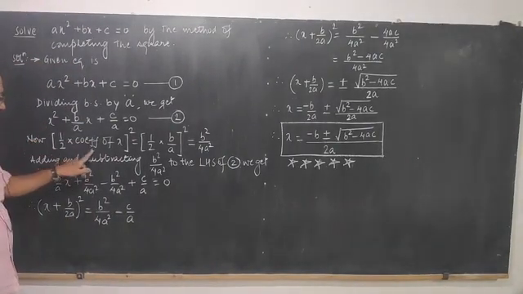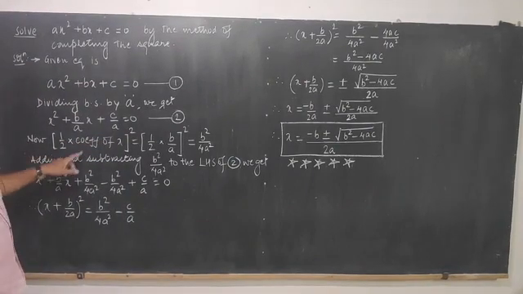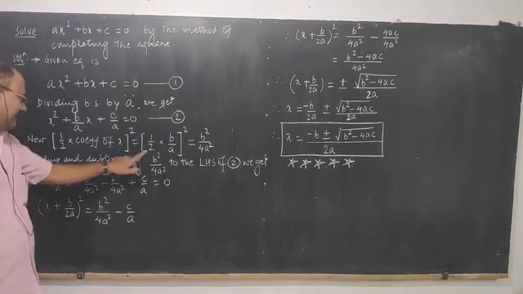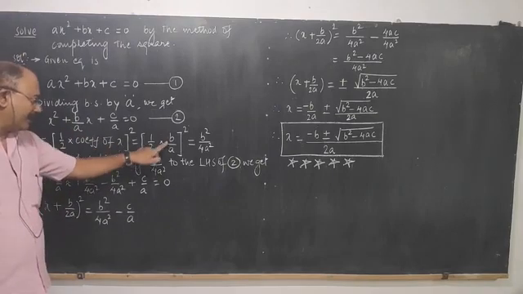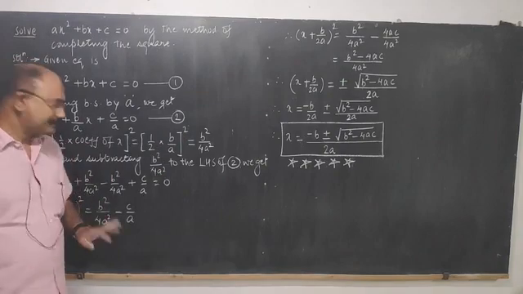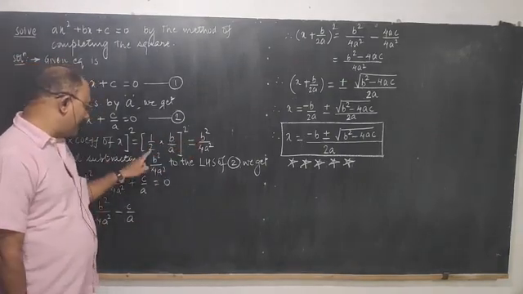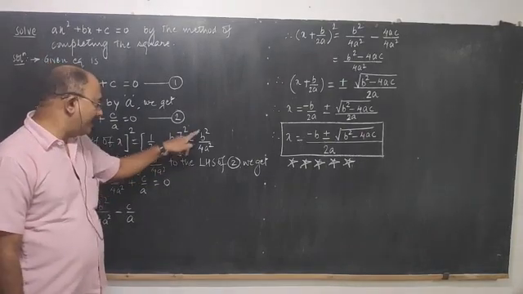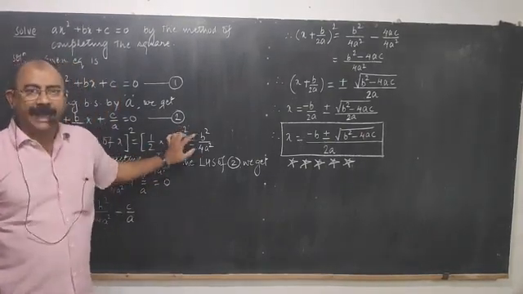Then half the coefficient of x, whole square. This is a number which we always calculate. So half is written as it is. The coefficient of x is b by a, so we write b by a whole square. 1 into b, its square is b square. 2 into a is 2a, and 2a whole square will be 4a square. So this number we have to add.